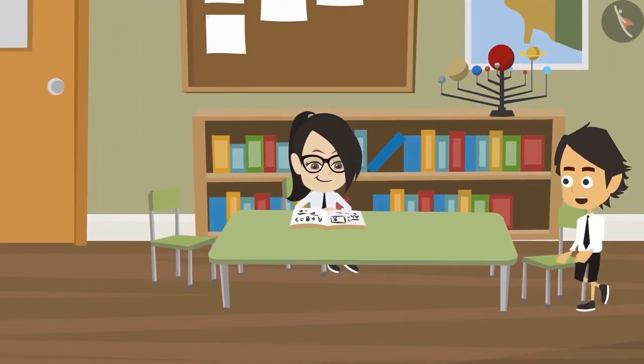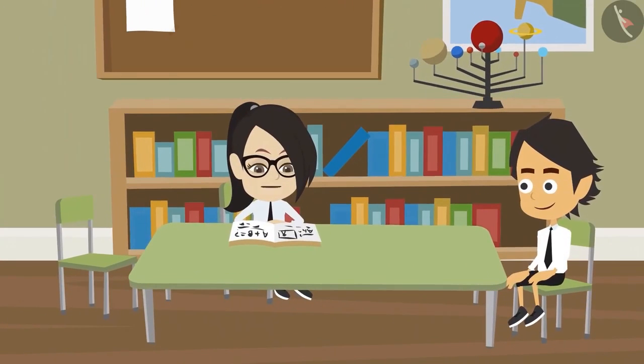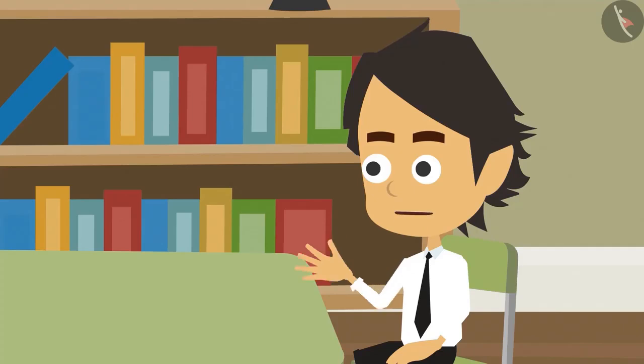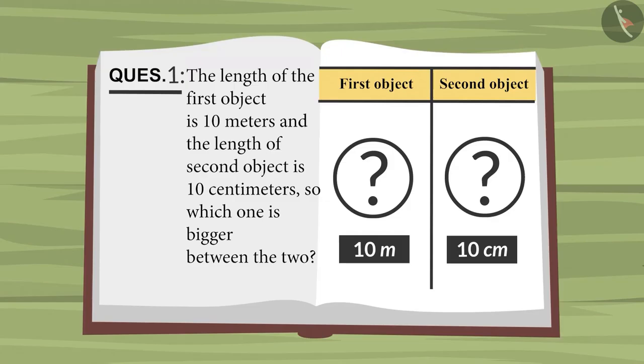What are you thinking, Vandana? I'm not able to solve this question. How can I find the answer? What is the question? The question is, there are two objects. The height of first object is 10 meters and the height of the second object is 10 centimeters. Which among them is bigger?